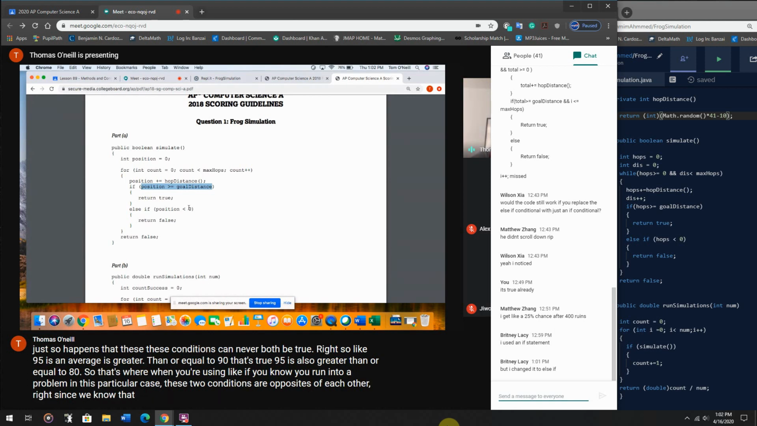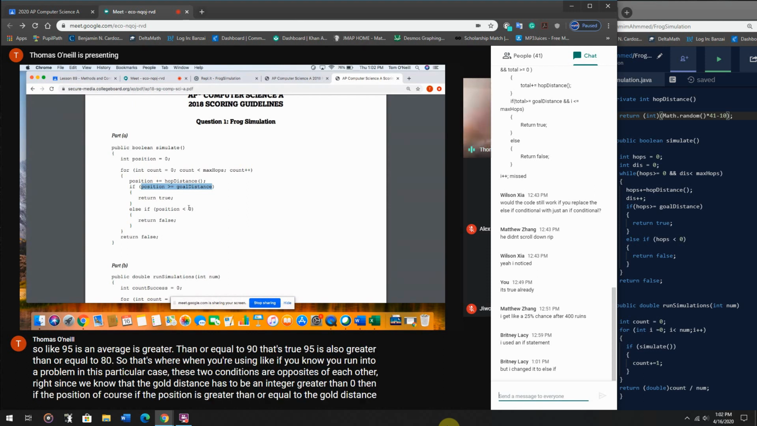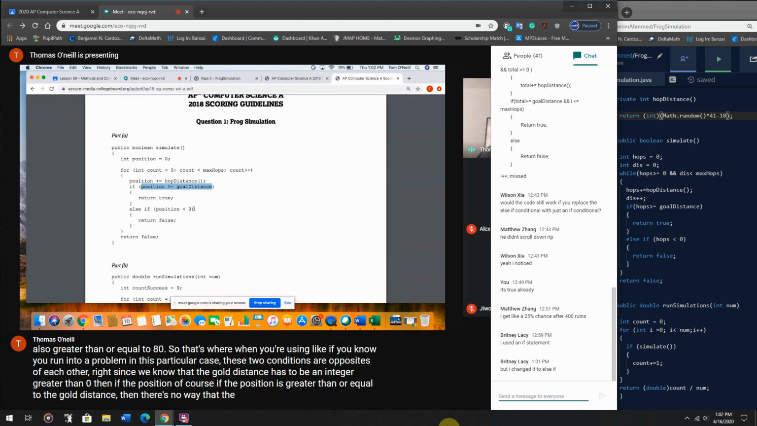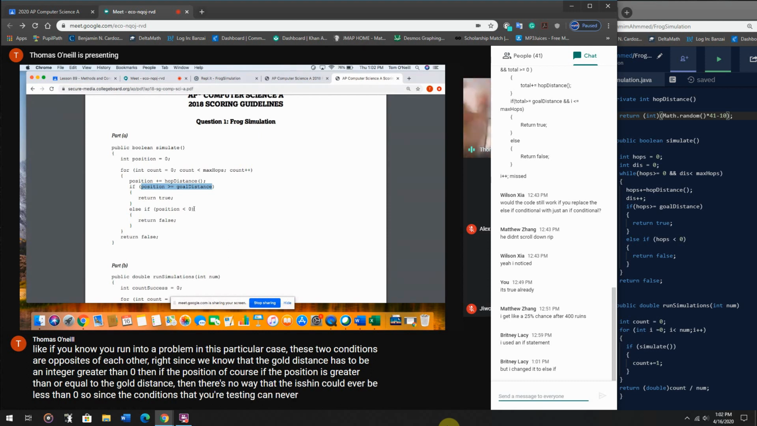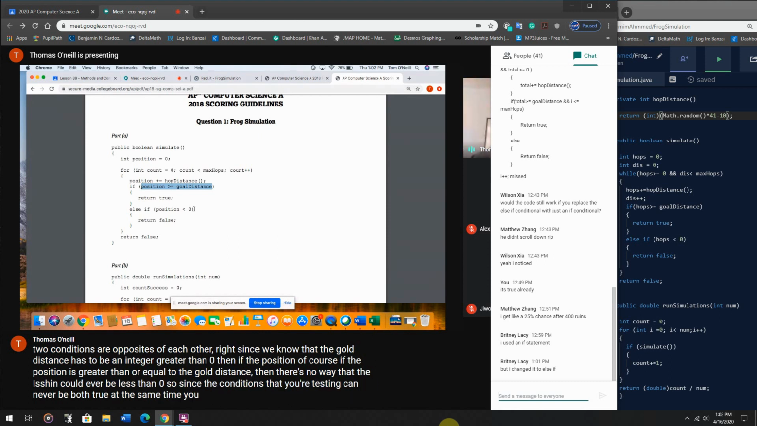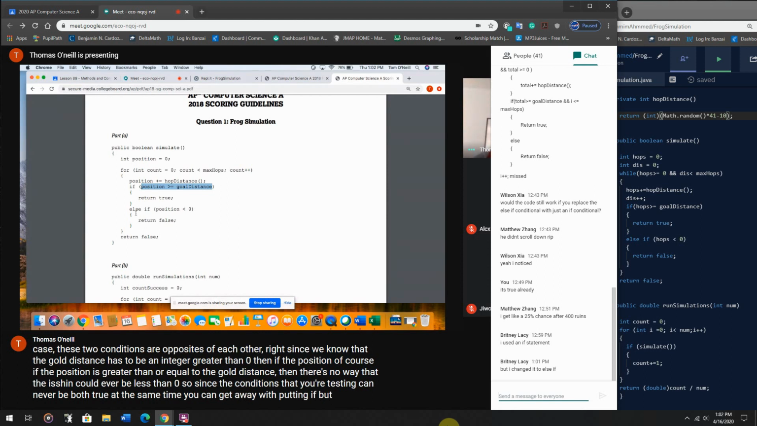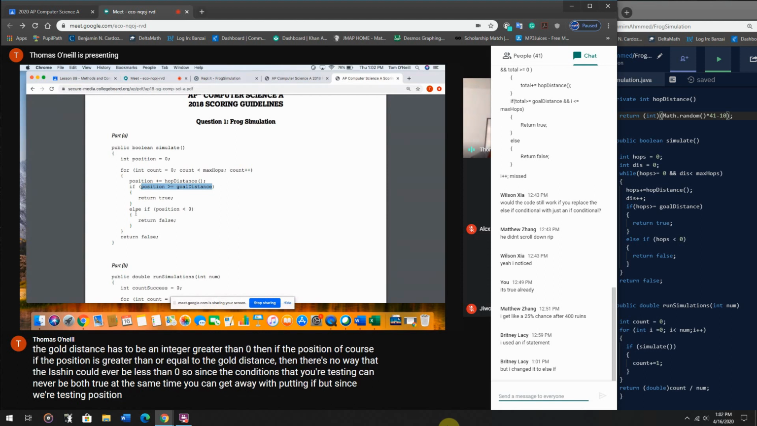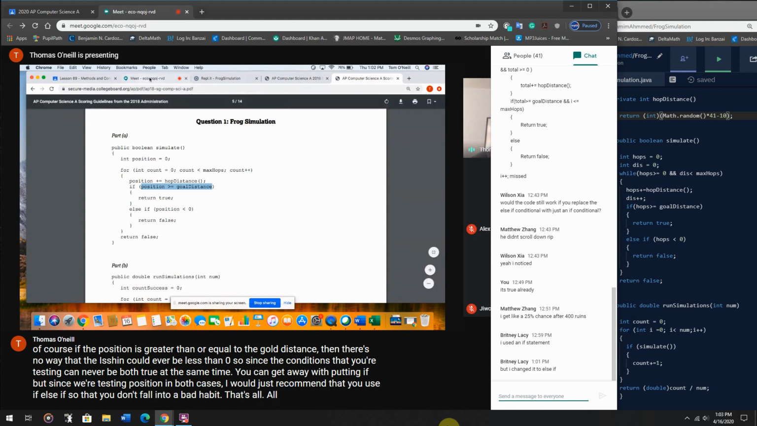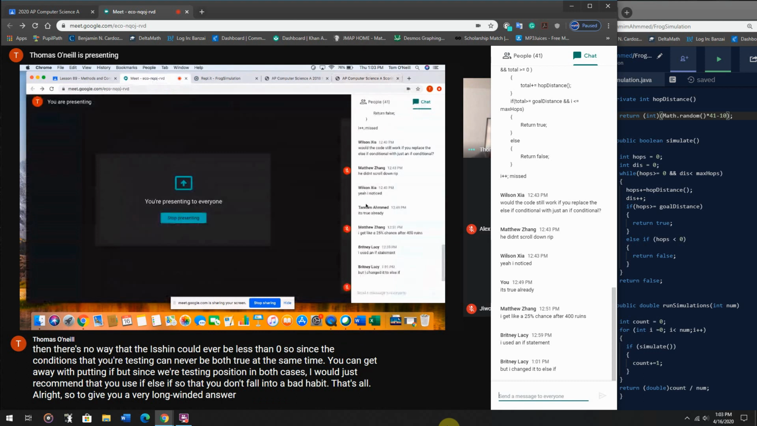Since we know that the goal distance has to be an integer greater than 0, then if the position is greater than or equal to the goal distance, then there's no way that the position could ever be less than 0. So since the conditions that you're testing can never be both true at the same time, you can get away with putting if. But since we're testing position in both cases, I would just recommend that you use if, else if, so that you don't fall into a bad habit. That's all. All right, so to give you a very long-winded answer there.